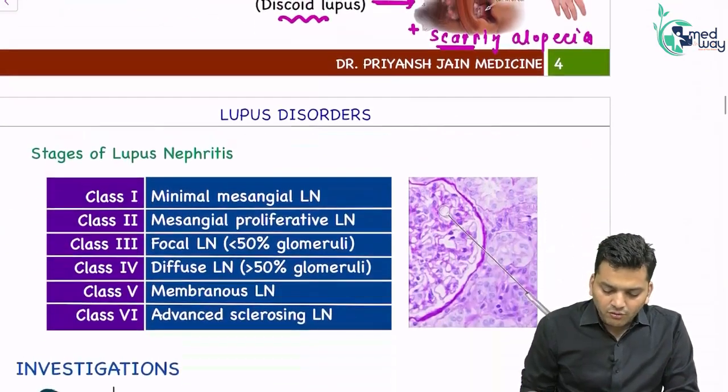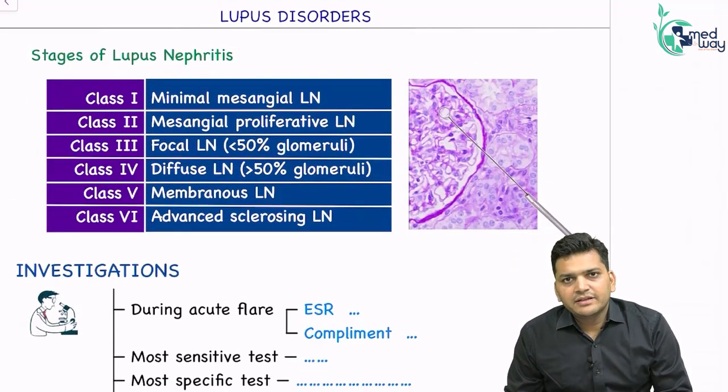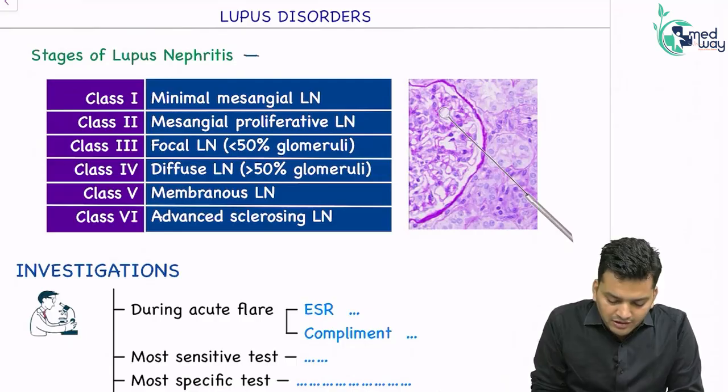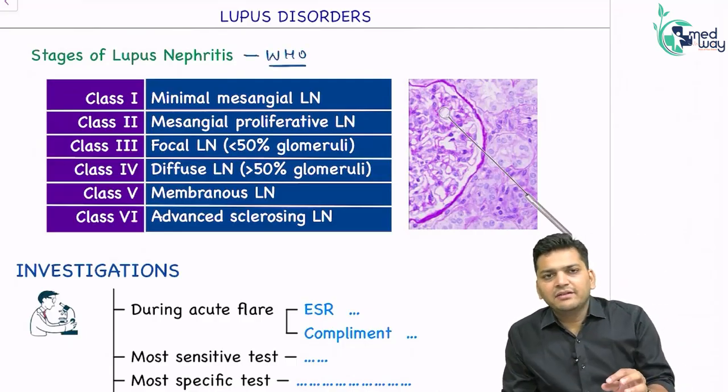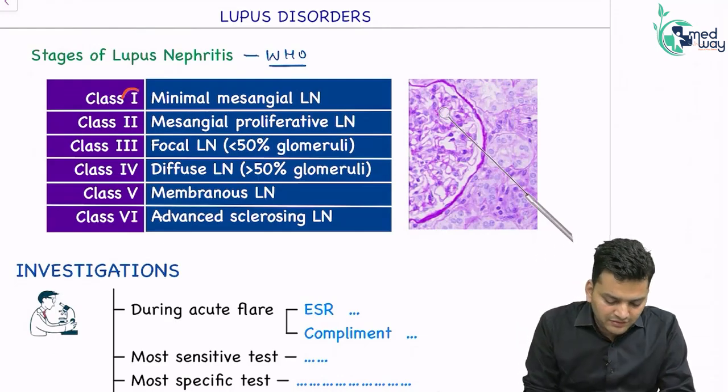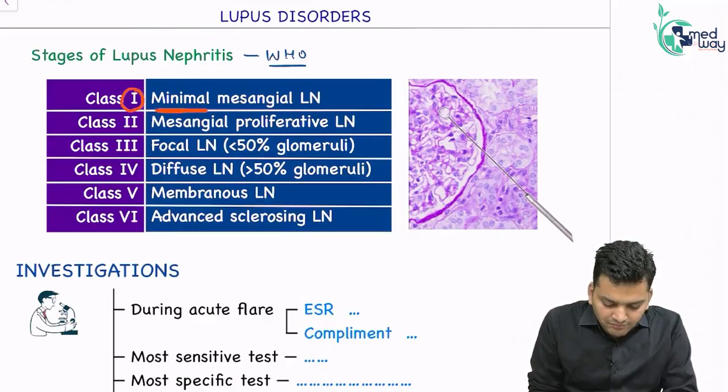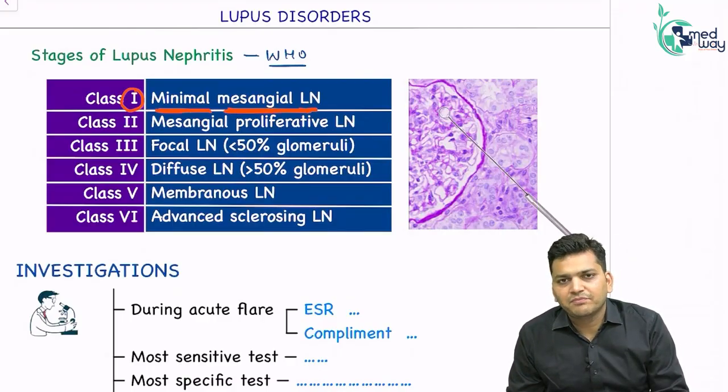The involvement of the kidney in SLE is referred to as lupus nephritis, and the WHO has given a classification when it comes to lupus nephritis. If there is very minimal involvement in the kidney, that is called stage 1 lupus. That is minimal mesangial involvement, minimal mesangial lupus nephritis.